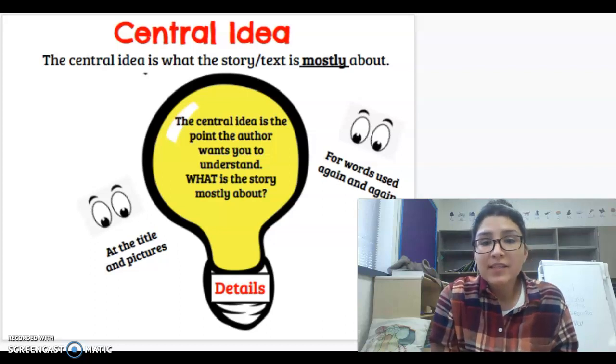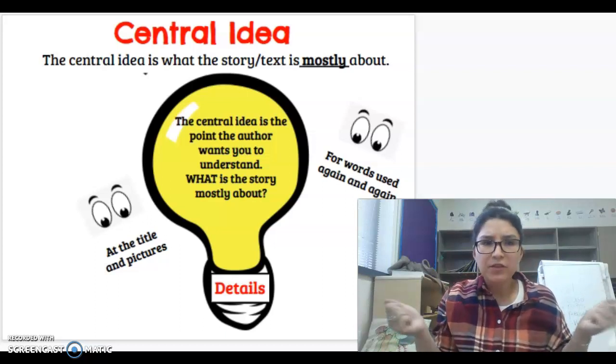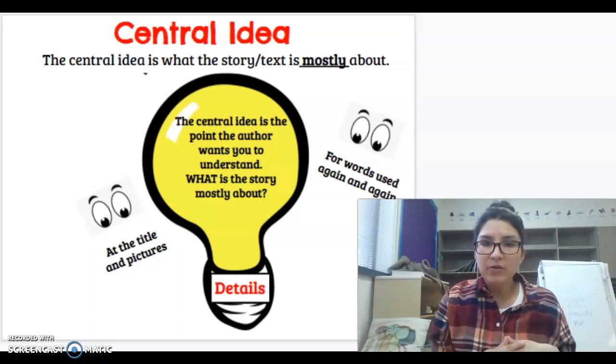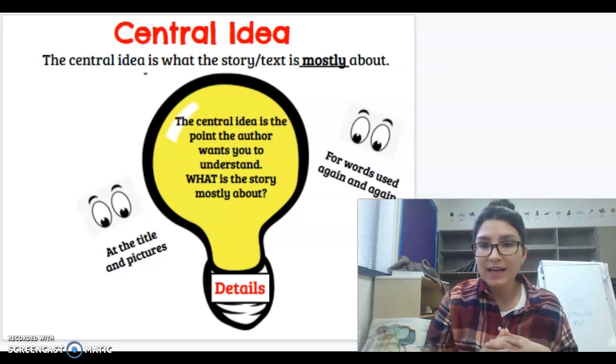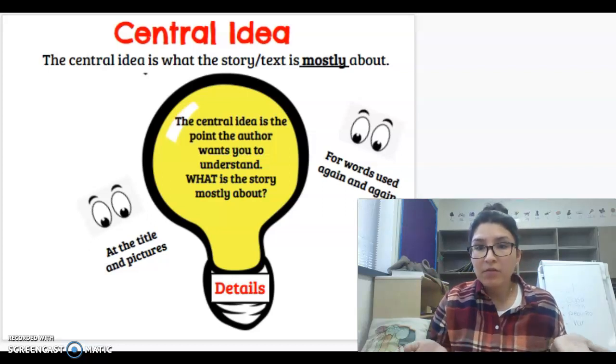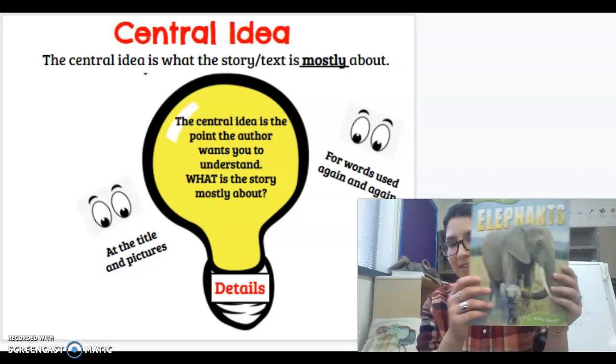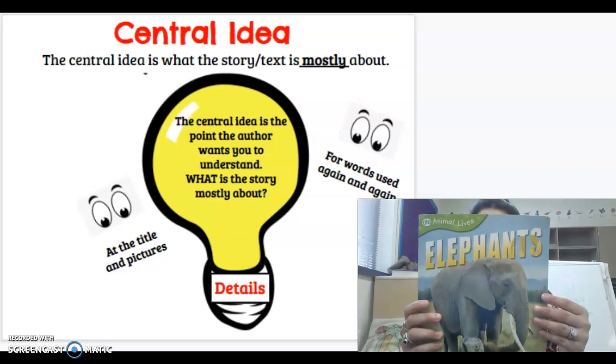So the central idea is the point the author wants you, the reader, to understand. So what is the story mostly about? So remember, when we think of central idea, we also think of informational text. Informational text are books that have real information, true facts, right? Like the moon. If you read a book about the moon, what is the central idea? The moon.